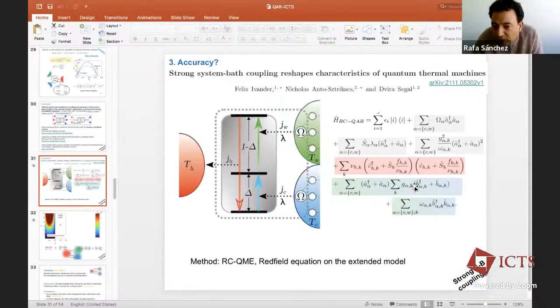My question is, how much does this affect the filtering of each bath to the different frequencies of the system? Can this make the different baths affect the different transitions? So, great question.